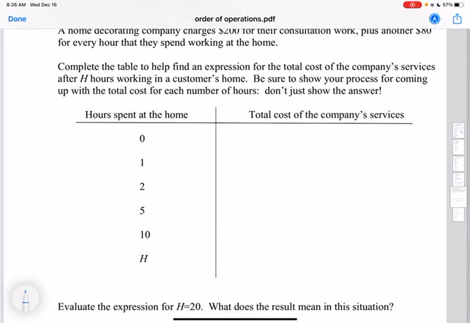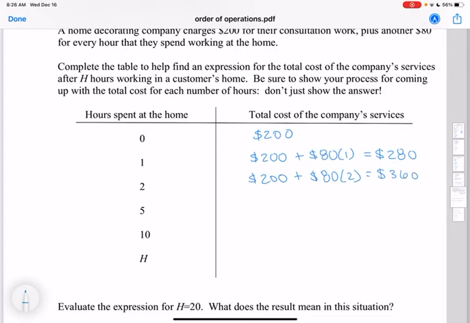So for this first one, the 0 hours, we're just going to put in 200. Now for this number 1, it's the 200 to come out, right? Plus what? Plus the $80 for every hour. So we're going to do 80, and let's go ahead and put times 1. And then the total equals 280. For the next one, we have that $200 to come out, plus that $80 times those 2 hours, right? That equals 360.